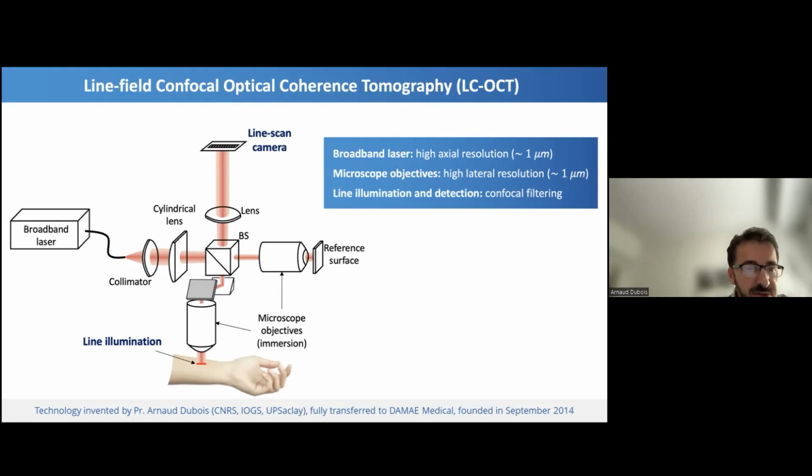So LC-OCT can be considered as a combination of OCT and confocal line scanning microscopy. The line illumination and the line detection, combined with the use of a microscope objective, provides a confocal gate. This confocal gate prevents the detection of the light scattered from the sample that does not contribute to the interferometric signal. So with LC-OCT, imaging at high resolution, 1 micron, in highly scattering tissues such as skin can be achieved to a depth of about 0.5 millimeters.